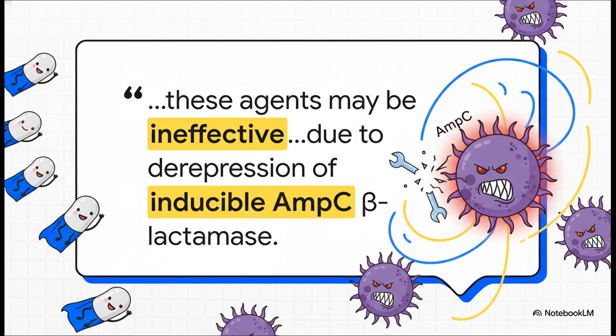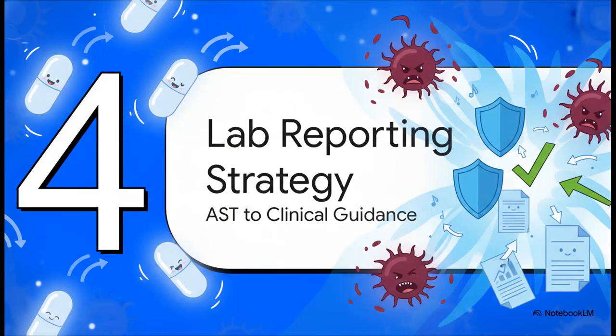And don't just take my word for it. CLSI spells out the risk directly, warning that for these bugs, certain agents may be ineffective due to derepression of inducible AmpC. What that means in practice is that a third-generation cephalosporin might look susceptible on the lab report, but it can, and often does, fail when you use it to treat the patient. This brings us perfectly to Section 4, Strategic Laboratory Reporting.